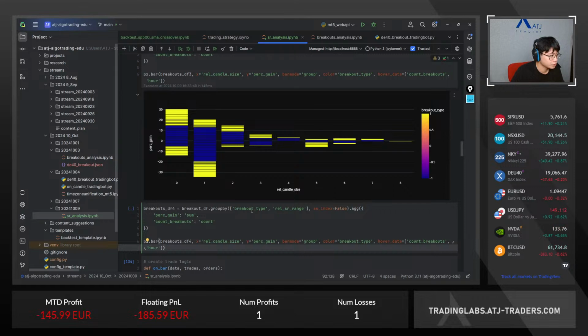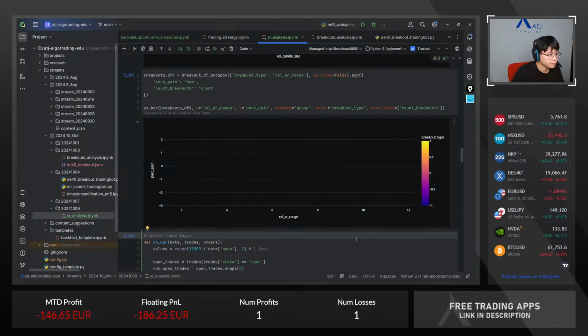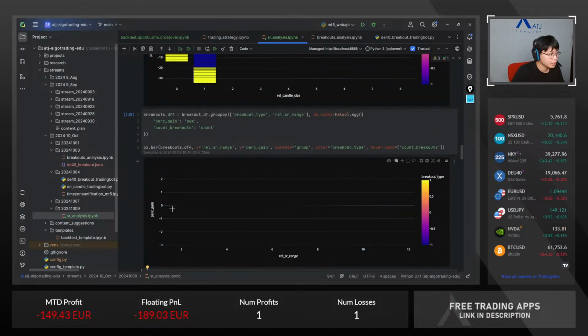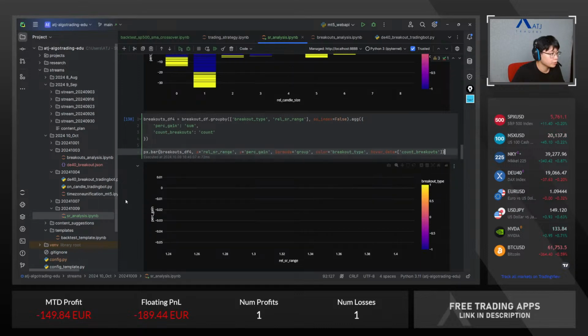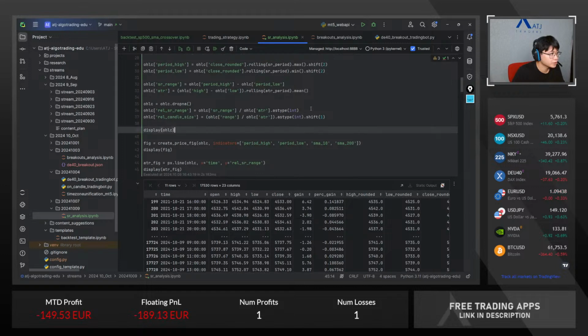So here I'm going to visualize the relative SR range, and I'm just going to have a look at the count breakouts like this. Hopefully that will work. And yeah, what I haven't done is I still need to run this section here because I wanted to change integer, but I need to take the whole value. I just took the last second part here.